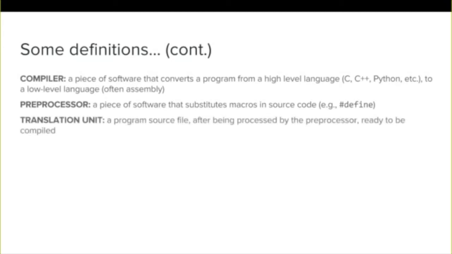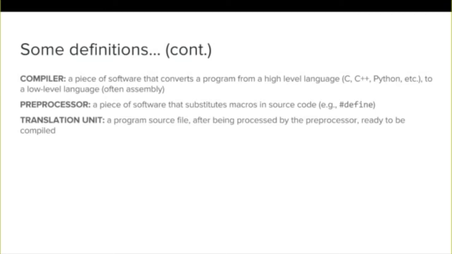A translation unit is a program source file after being processed by the preprocessor, ready to be compiled, okay? So it's had all of its macros substituted, and it's ready to go through the compiler. We call it a translation unit because this is the smallest piece of translation, namely the process of converting from a high-level language to a low-level language, that we can have. So it's a single program source file. That might be a single C file, a single .cpp file, or maybe a single Objective-C file if you're an Apple person or whatever.